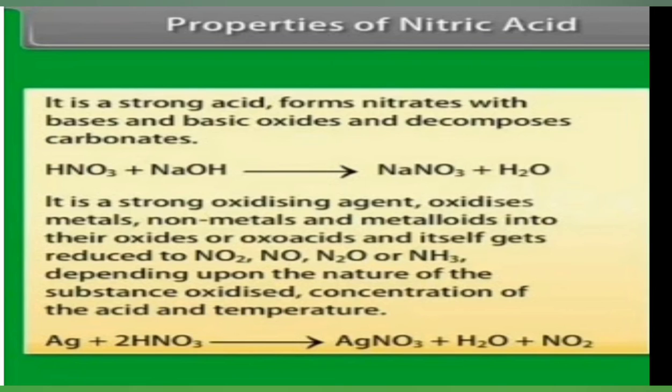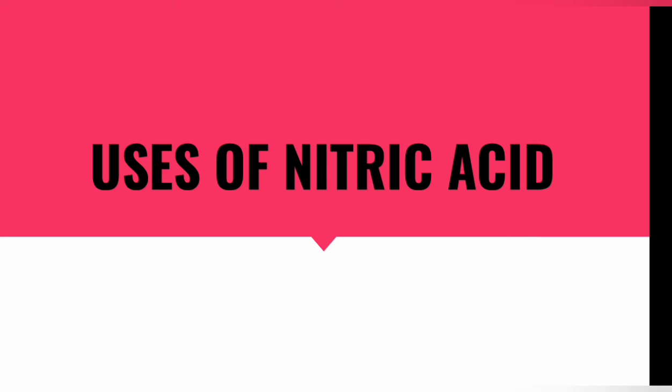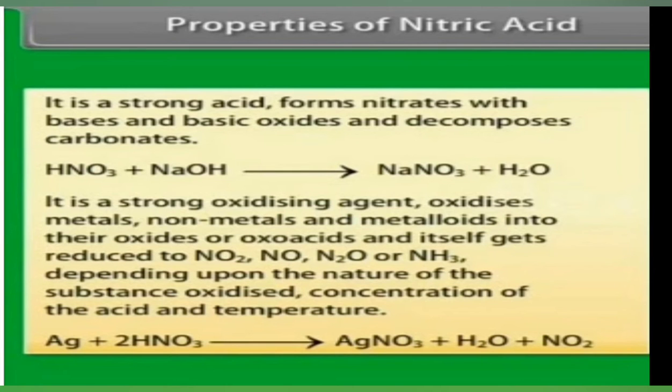So next we have its reaction with the carbonates and bicarbonates. When it reacts with the carbonates and bicarbonates, carbon dioxide is liberated. So we can ask a question: name a gas which is liberated when nitric acid reacts with a carbonate or a bicarbonate. That is carbon dioxide.